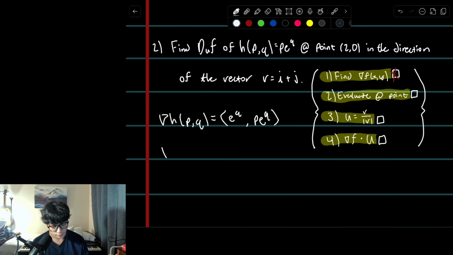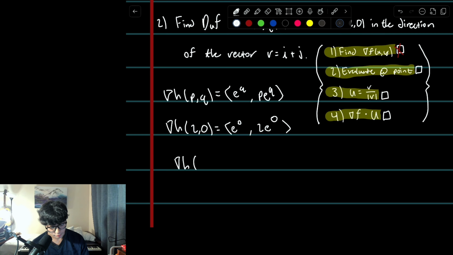Next, we evaluate this gradient vector at the point given, which is (2, 0). So plugging 2 into p, we get 2 e to the q, which in this case is 0. And then same here, it's just e to the 0. And simplifying further, we know e to the 0 is just 1, so this becomes 1, and then 2 times 1, which we just say 2. So we can check that off our list.